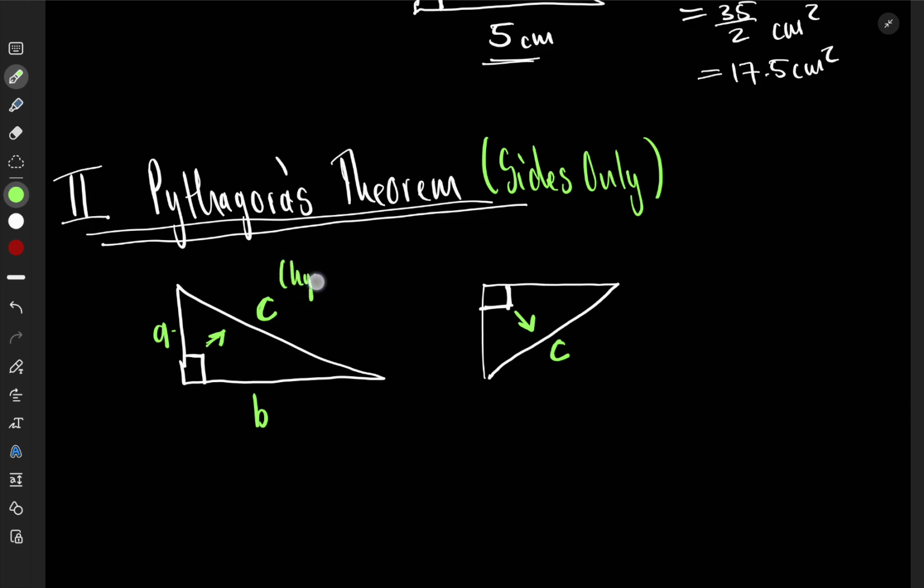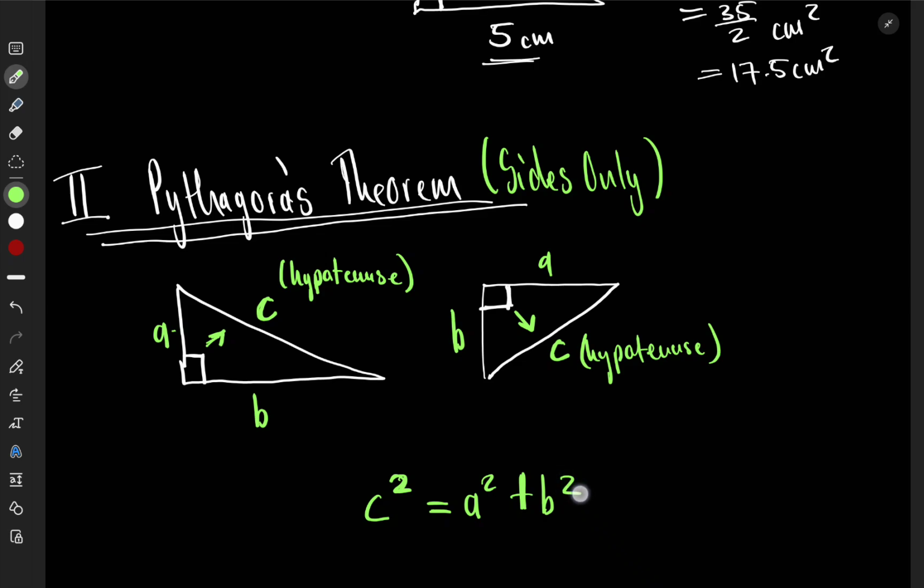C is the hypotenuse. Don't forget that. The hypotenuse is the side opposite your right angle. The other 2 will be A and B. Pythagoras theorem says C squared, the side opposite the right angle, is equal to A squared plus B squared. That's what the Pythagorean theorem says.